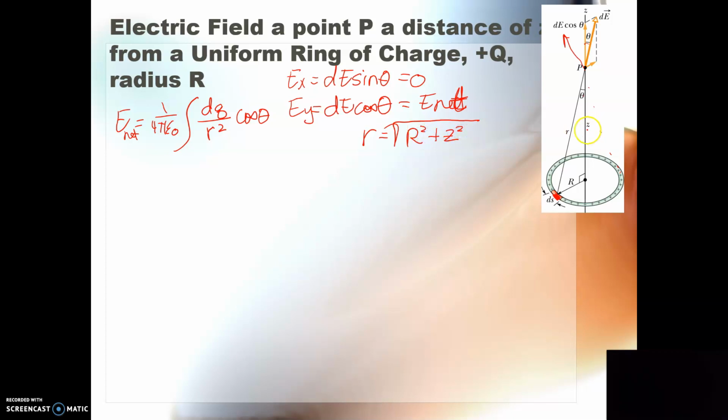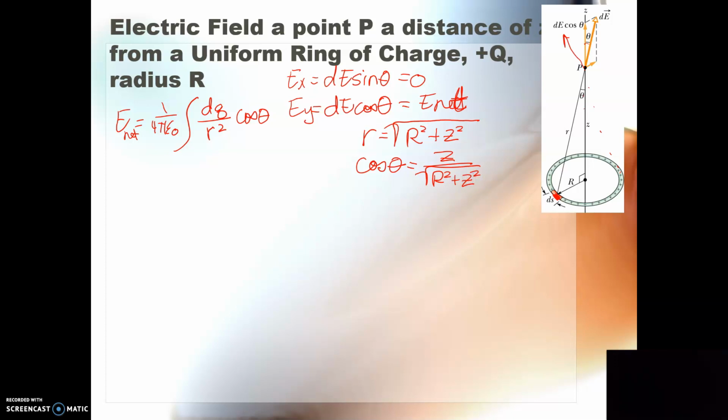Now, I wrote z here, but it could be y, it could be a, it could be anything, whatever this distance is from the center of the ring to the point of interest. Our cosine of theta is going to be the adjacent, which is that z, over the hypotenuse, which is the square root of our radius squared plus z squared.